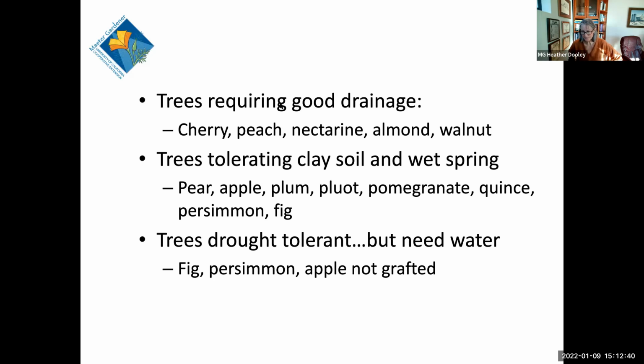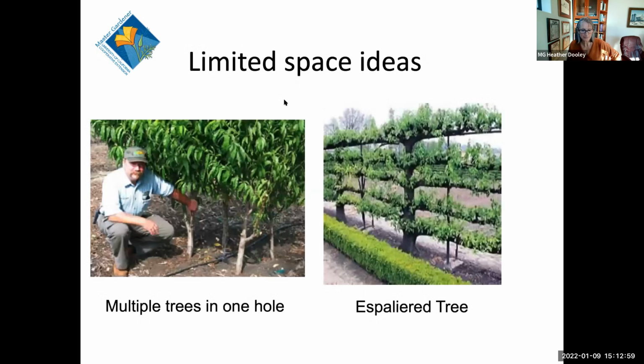Persimmons are another tree that has very few pests, very easy to grow, pretty drought tolerant. Again, it needs water to produce fruit, but if you want the easiest ones to start, I would say fig and then persimmon. If you have limited space, we talked about espaliering a tree.